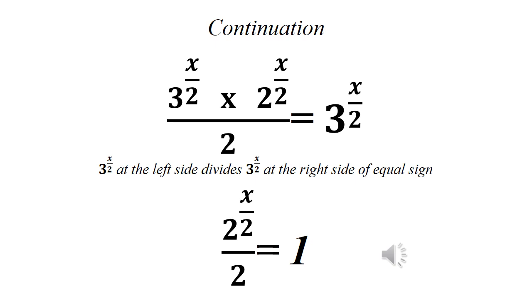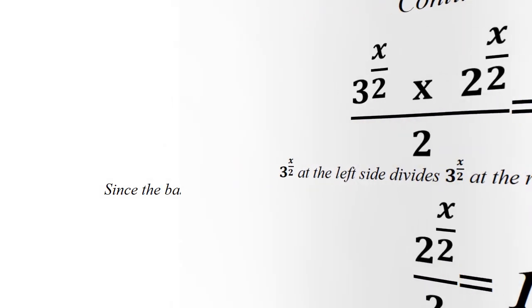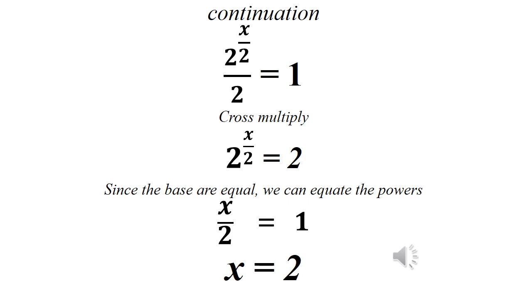So the 3 raised to power x over 2 at the left side, we divide by the 3 raised to power x over 2 at the right side of the equal sign. So we now have 2 raised to power x over 2, then divided by 2 equals 1 left. So if we cross multiply, we have 2 raised to power x over 2 equals 2. Then since we have the same base here, and the 2 at the right side of the equal sign is 2 raised to power 1, we can just equate the power and have x over 2 equals 1. The base cancels the base, so if we cross multiply, we have x equals 2.